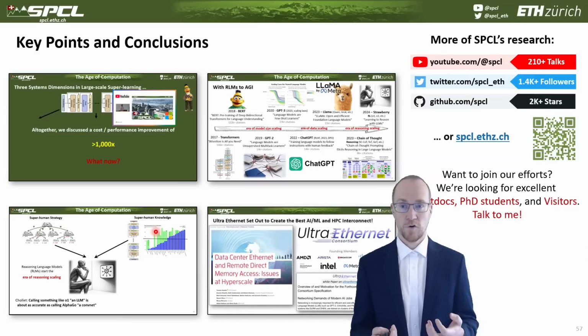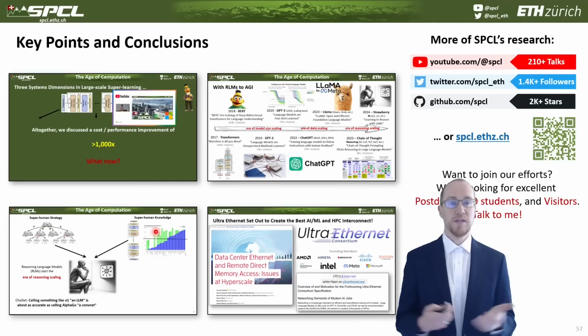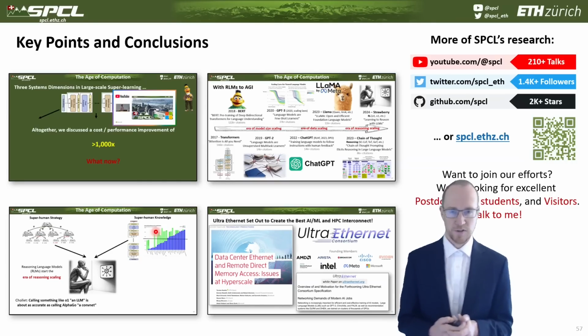We need to make the compute affordable. And to make the compute affordable, one component is Ultra Ethernet, the other component is chips that I didn't talk about in this talk, but many vendors are already competing to build the best possible AI chips.